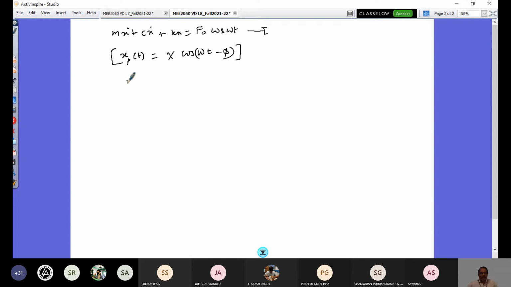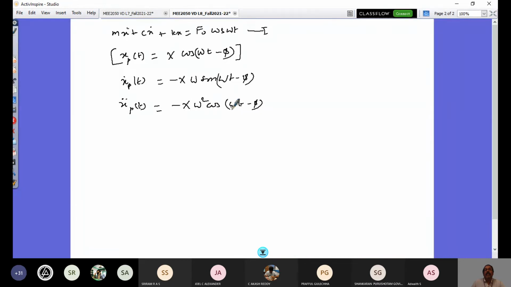If this is so, I would first get my derivatives of x p of t. You understand why I find the derivative: I'm going to substitute all this into the equation to get the response. If I do that, x dot p is going to be minus x omega sine omega t minus phi, and x double dot p is going to be minus x omega squared cos omega t minus phi.